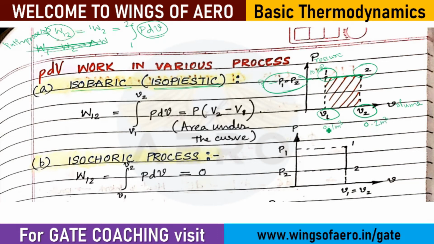Fine. Here we have V1 as 0.1 meter cube, and V2 is 0.2 meter cube, and P is 10 kilopascal. Now can you find the area? And this is how you can find this one into this one. What will be the difference of these two? V1 minus V2 or V2 minus V1, what will be the difference? It's going to be 0.1 difference.